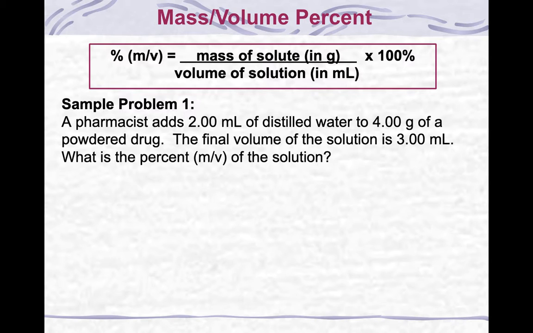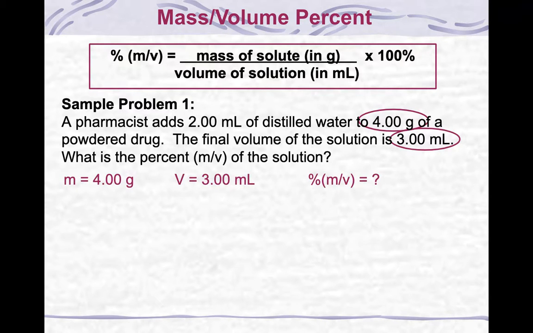So we need to find the numbers in the question that we're going to use. A pharmacist adds 2 mL of water. So that is the volume of solvent, which is not relevant, right? We only want the volume of solution. Then 4 grams, so that's the mass of the solute. And the final volume of solution, 3 milliliters. So we've got a mass of 4.00 grams, a volume of 3.00 milliliters, and we're asked to find the percent.